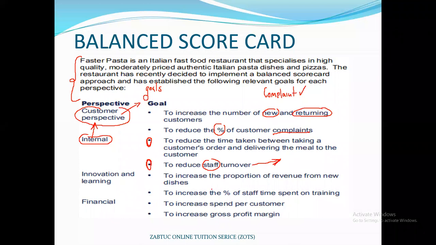That only happens when the staff turnover is low, where people are now providing a consistent service. They even know the customers by name. Innovation and learning to increase the proportion of revenue from new dishes. That's your goal. The revenue from new dishes. And the measure then will be the percentage of revenue that is coming from a new dish.